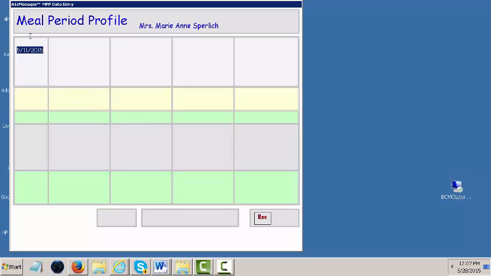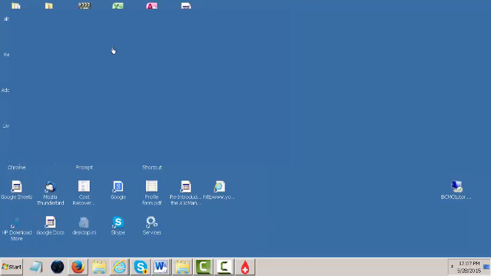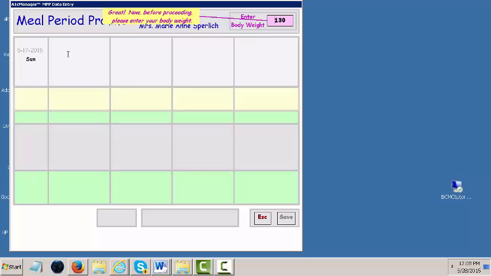Notice up here, it now is the 11th. It's the next day. If that is correct, put your cursor in here and push enter. If it isn't correct, escape. You want to enter your blood glucoses for May the, I'm going to change the day to 5-17. Enter. My weight was 130.